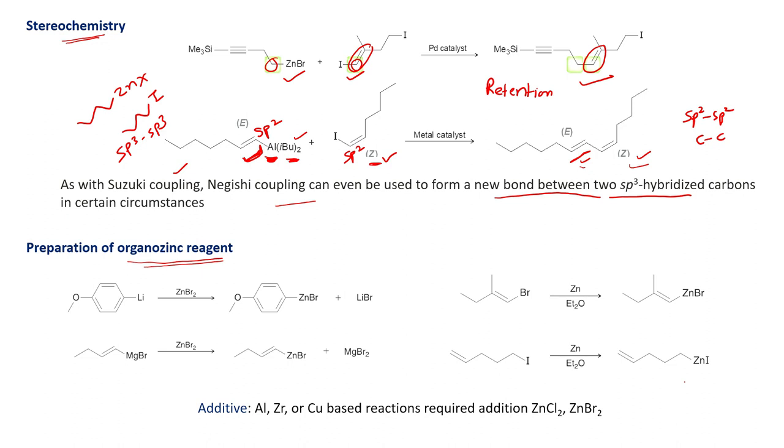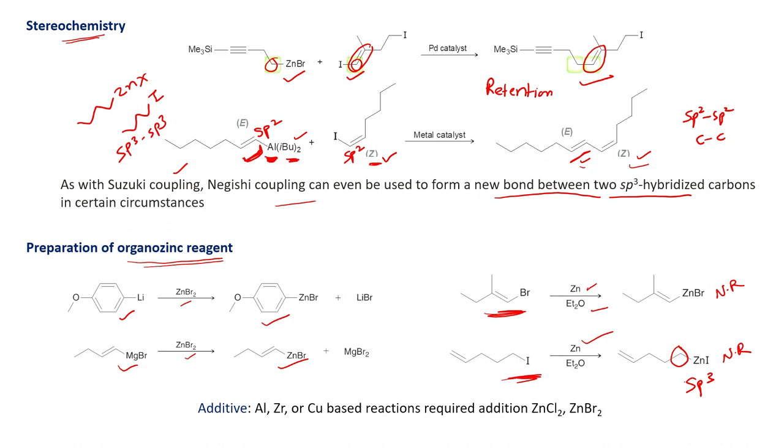So how can you make an organozinc reagent? It is very easy. Just treat your organolithium with zinc bromide or your Grignard reagent with zinc bromide. You will get your organozinc reagent. Or you can use an organohalide directly treated with zinc in the presence of diethyl ether. You will get your Negishi reagent. Here you can see an alkyl halide reacting with zinc, giving you the Negishi reagent. So this carbon will make an sp3 bond with the other part, which can be sp2 or sp3.